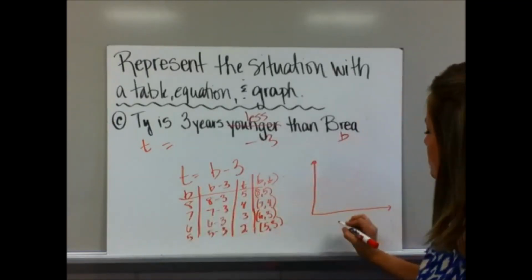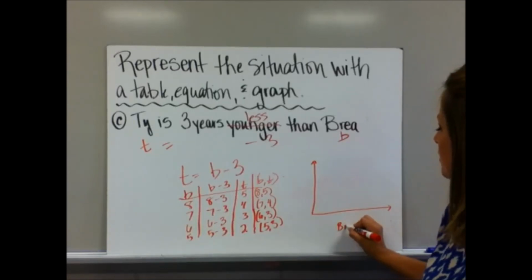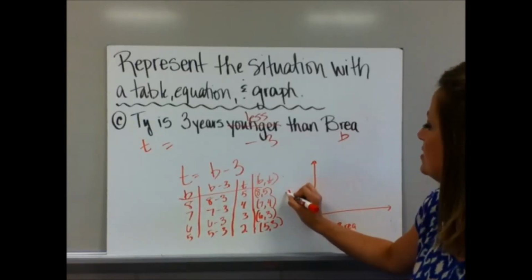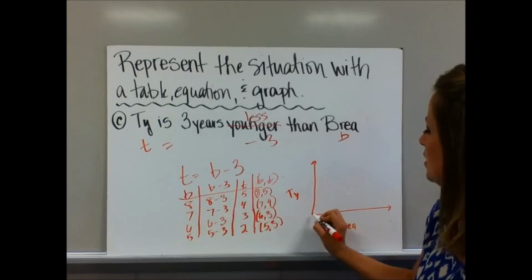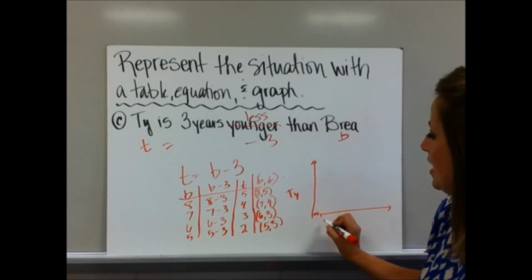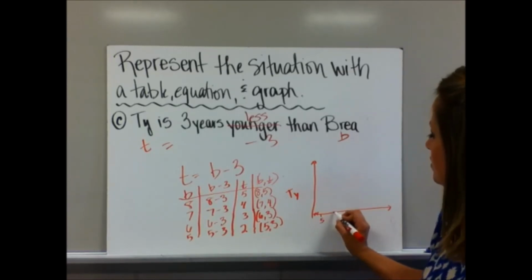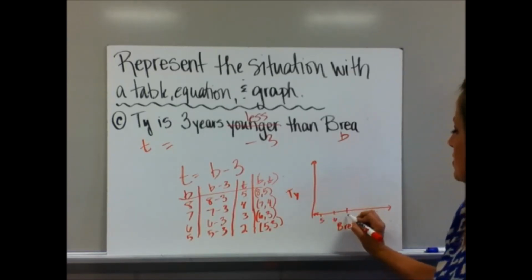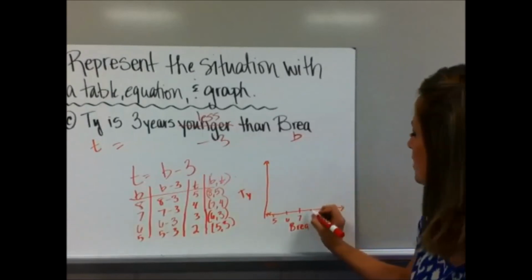Bria is like the x value. So Bria is going to go down here. Ty is going to be over here. I'm going to do like a little break here because I'm going to skip ahead to 5 years old. Make your increments even.